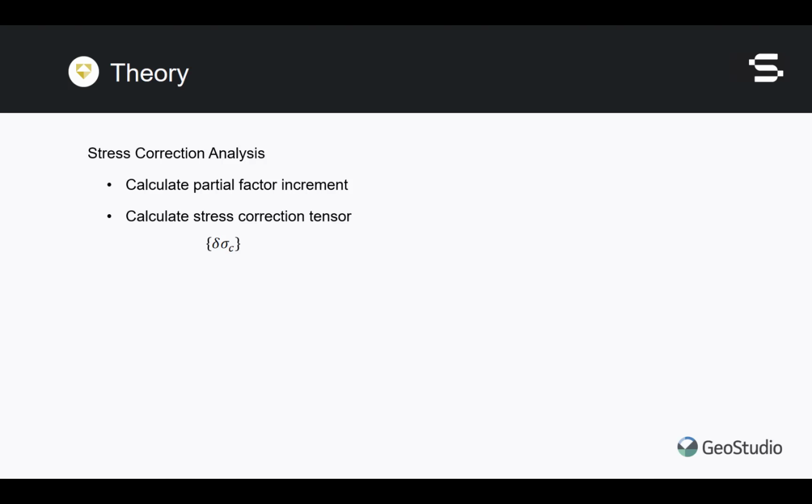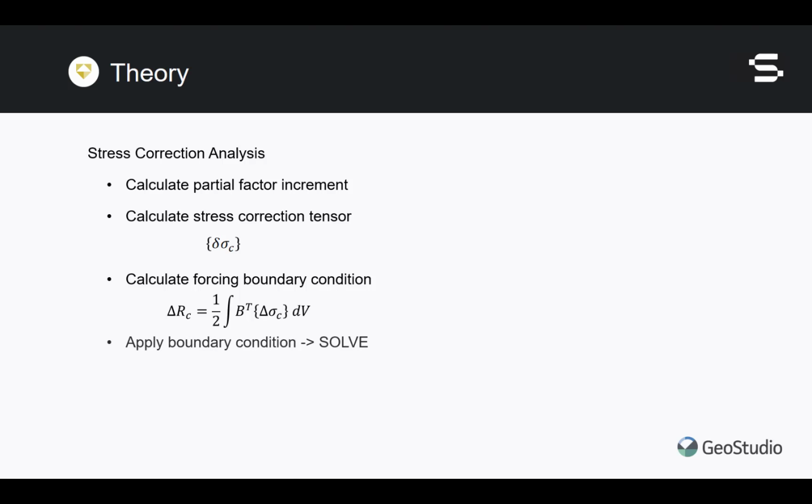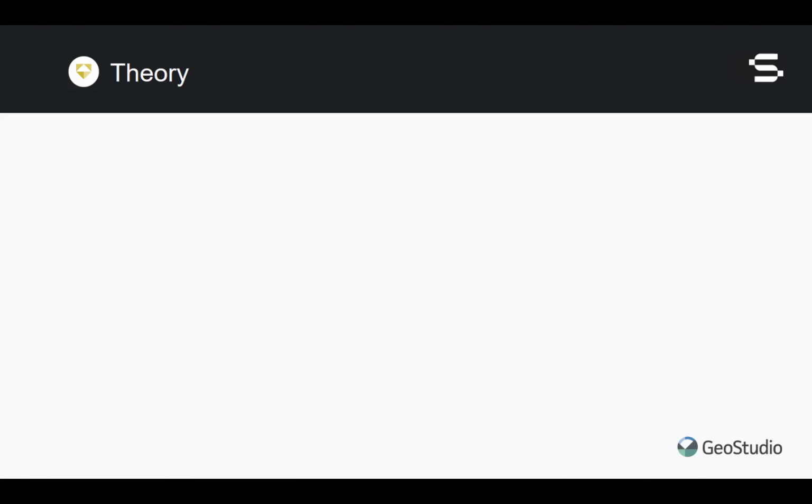The stress tensor is integrated over the volume of the element, producing a forcing vector comprising x and y forces at each node, which is the boundary condition for the load step. The application of this boundary condition induces plastic strain and causes the stresses to be redistributed within the domain, bringing all stress states into legal stress space.